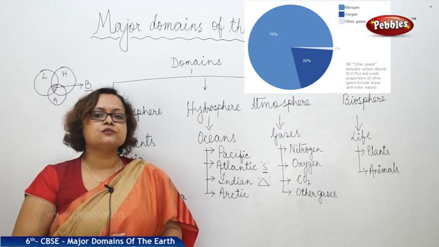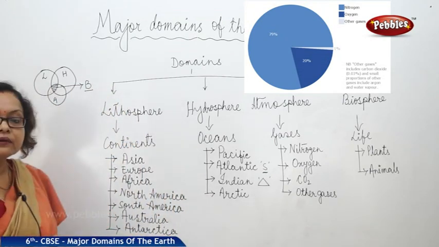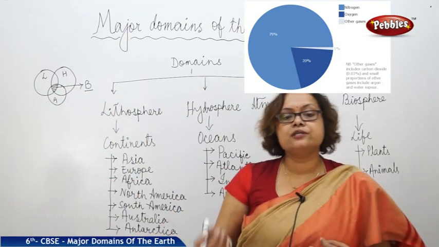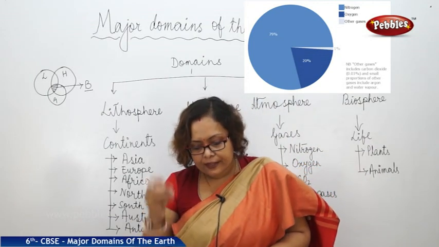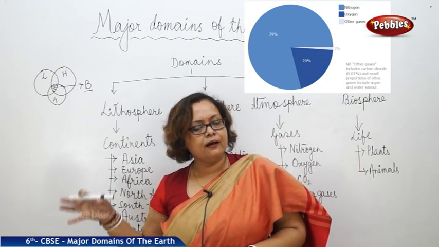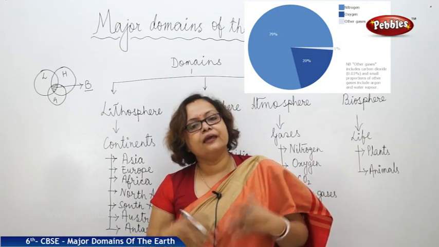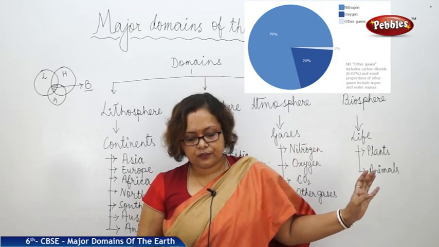Biosphere is the life place, the living place of Earth, where the plants, the animals, and the other biotic creatures all live. So wherever on earth you can see life, you can see living things, they compose the biosphere.